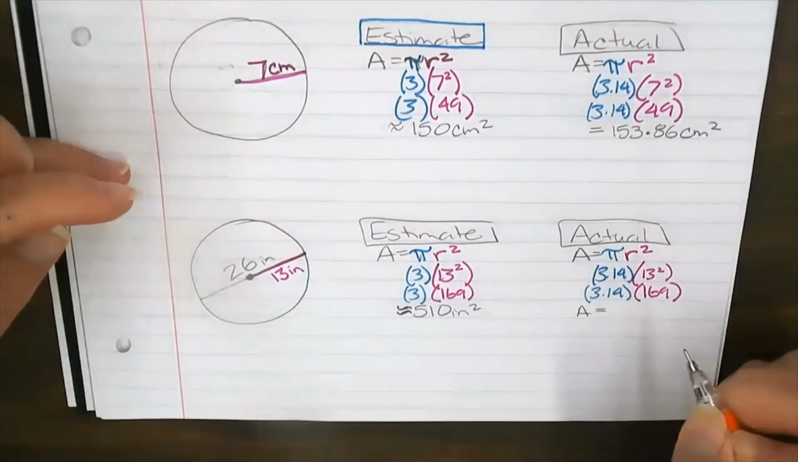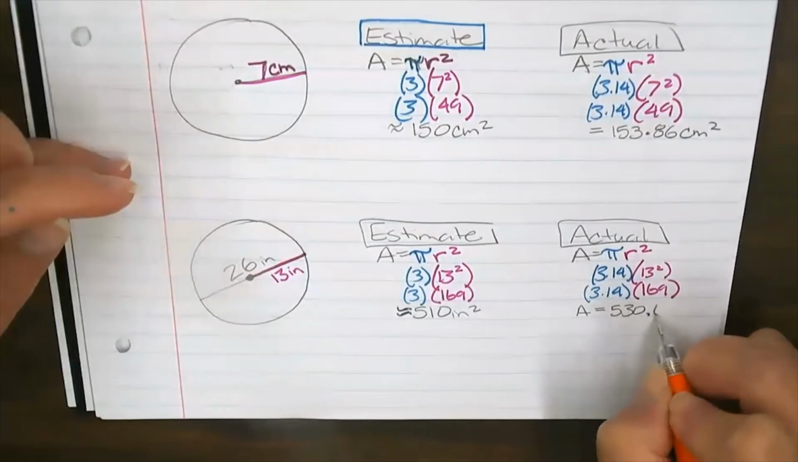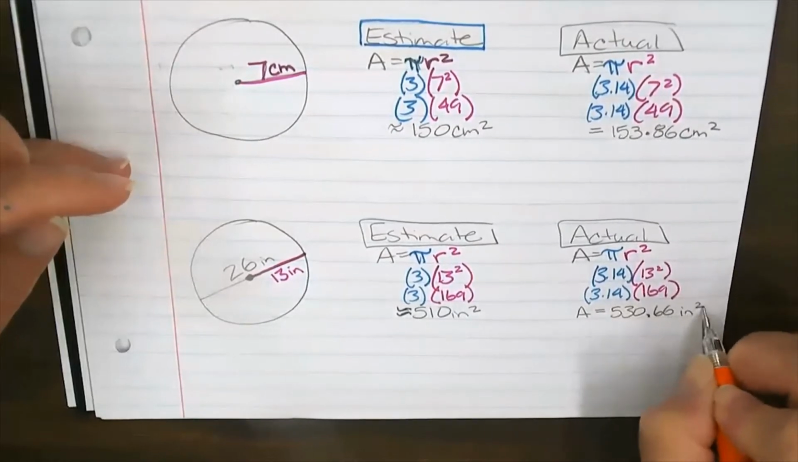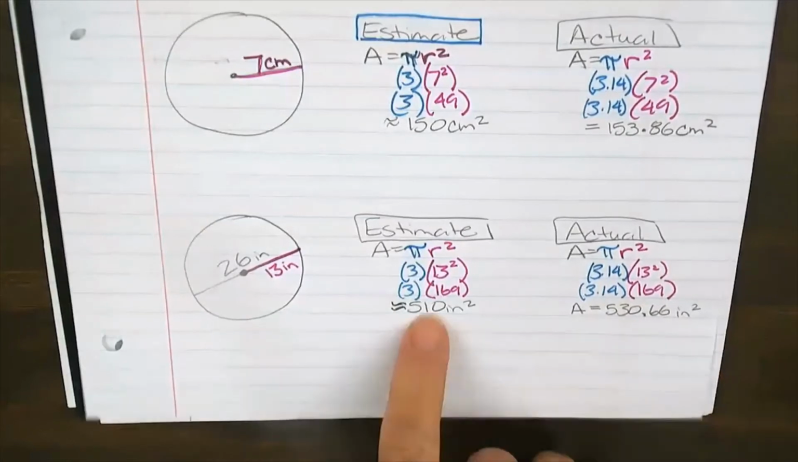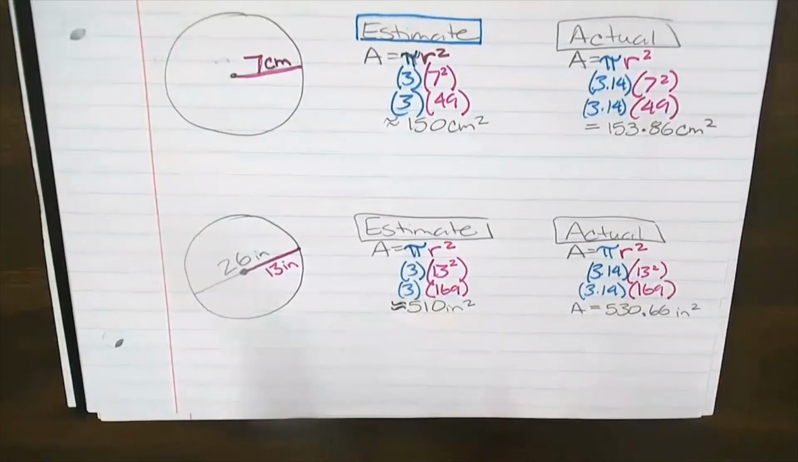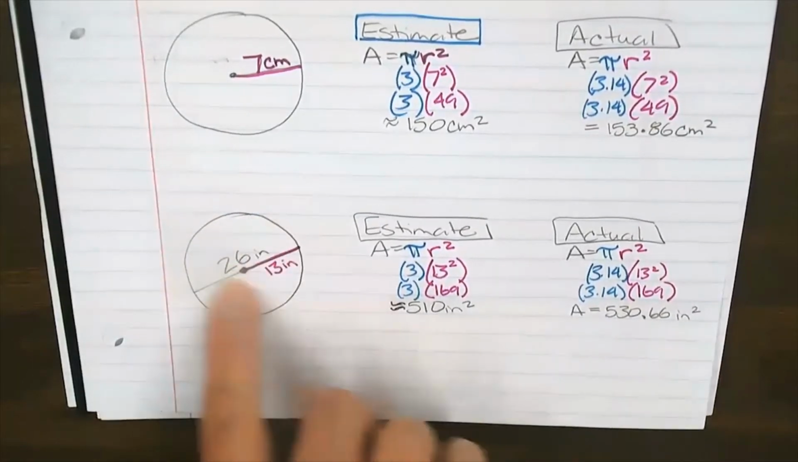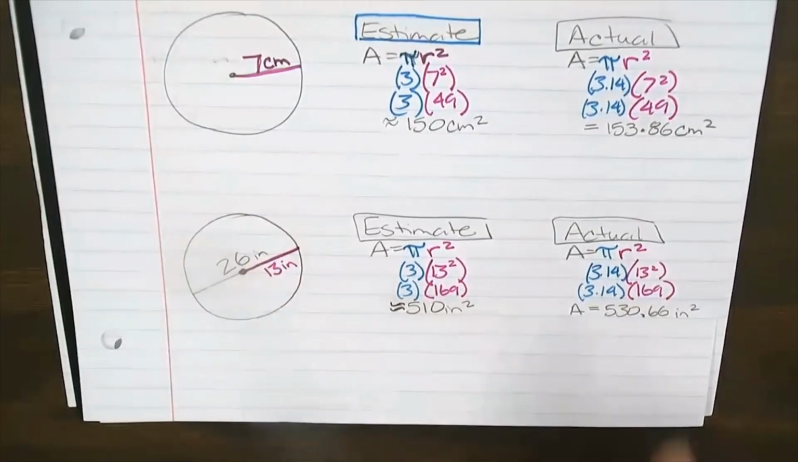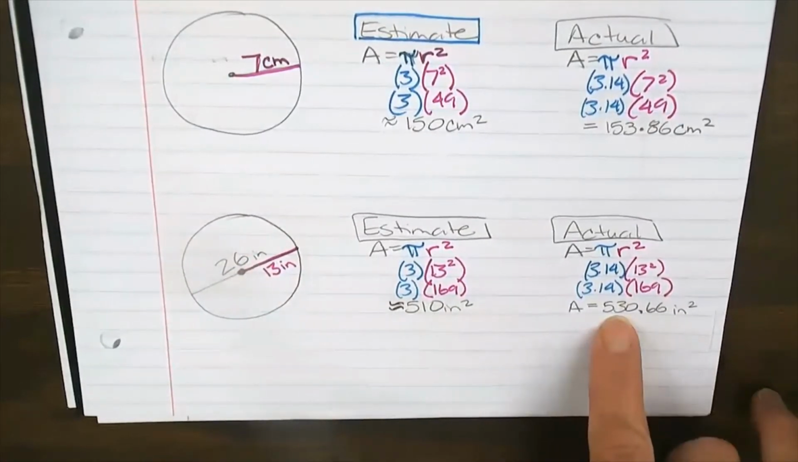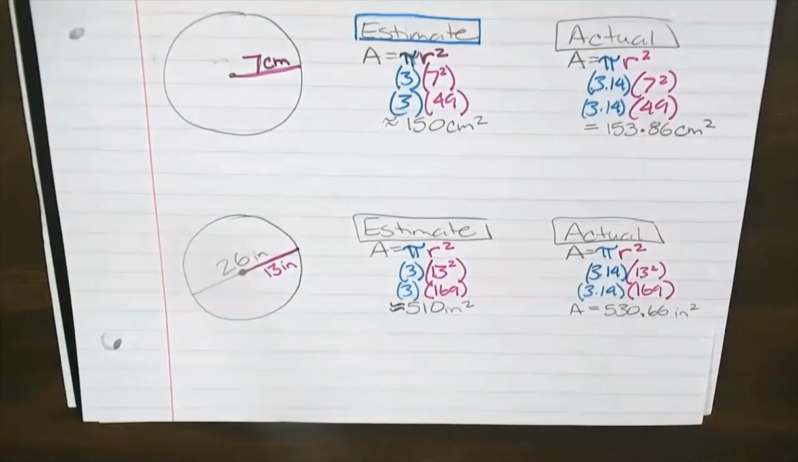So the area is equal to 530.66 inches squared. 530 is pretty close to 510. So the actual area inside the circumference, all this area inside the circumference, is 530.66 inches squared.